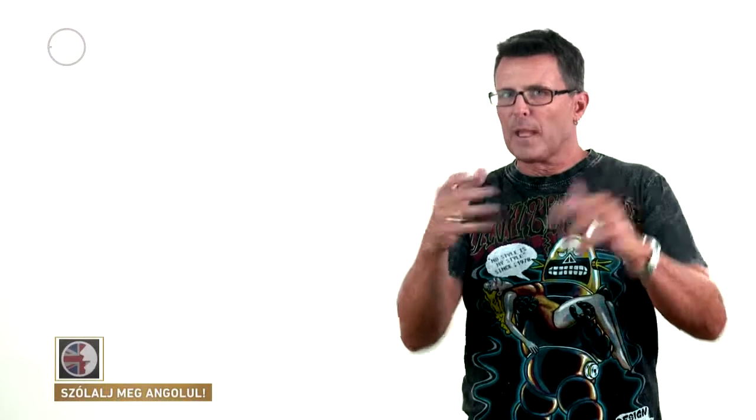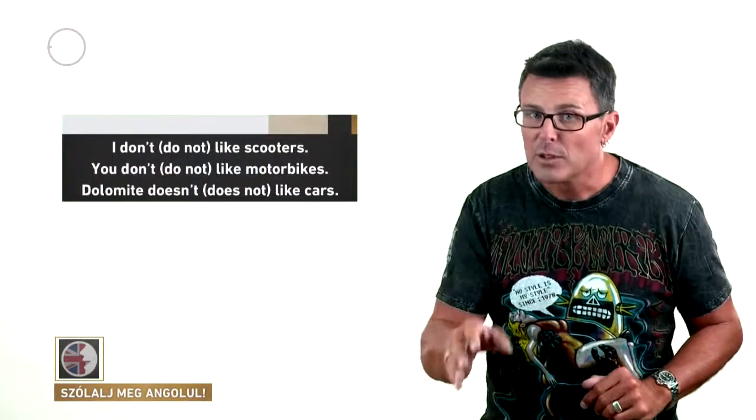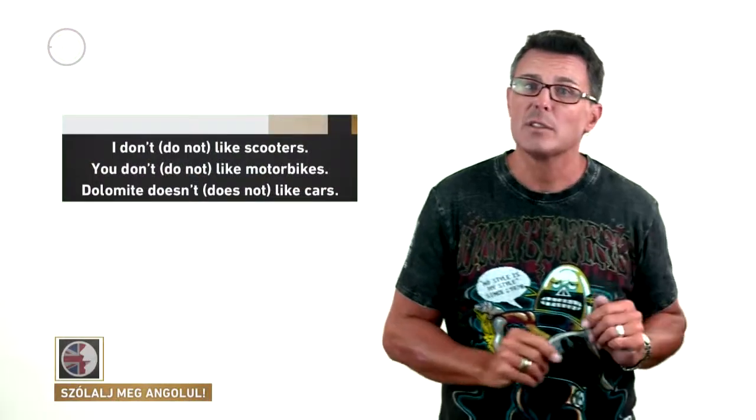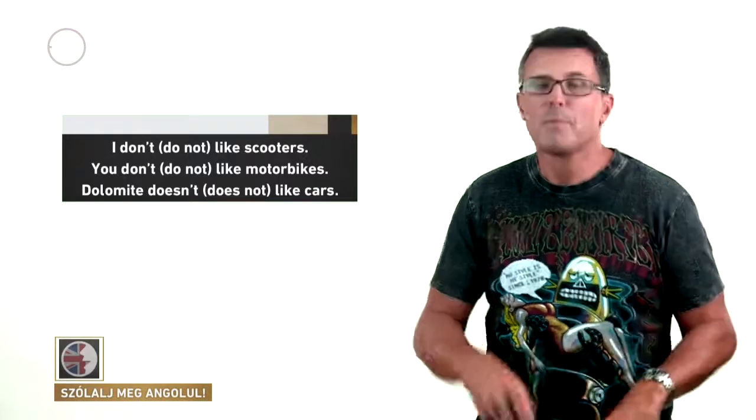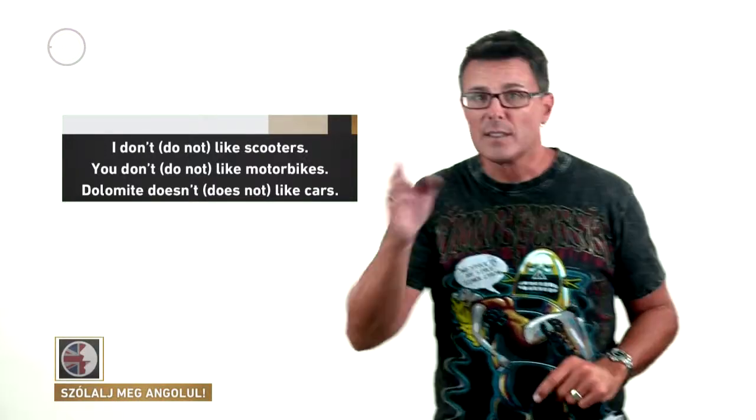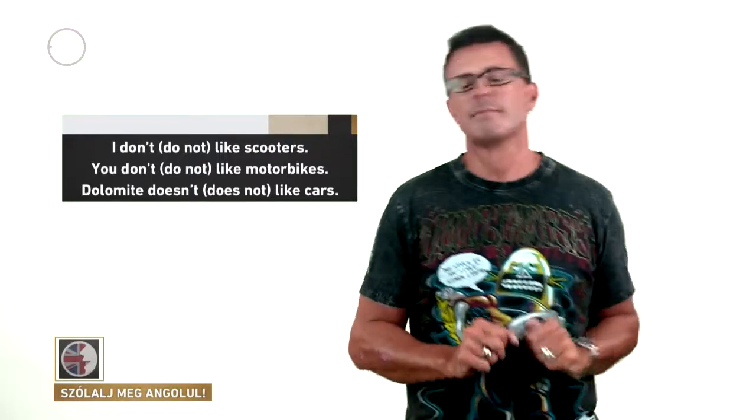If we want to make a negative sentence in the present simple in English, then we know that we have to use an auxiliary verb, the verb to do. We use the verb to do with not, putting them between the subject and the main verb. So, if we take our original sentences and make them negative, we get: I don't, do not, like scooters. You don't, do not, like motorbikes. Dolomite doesn't, does not, like cars.